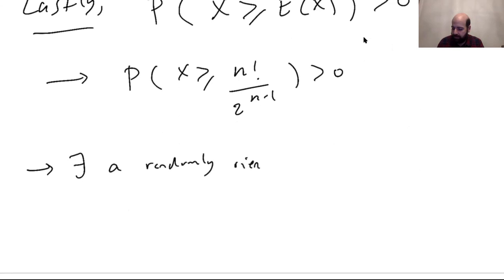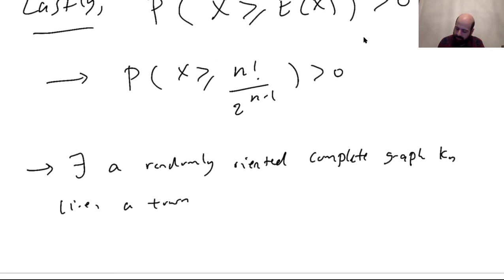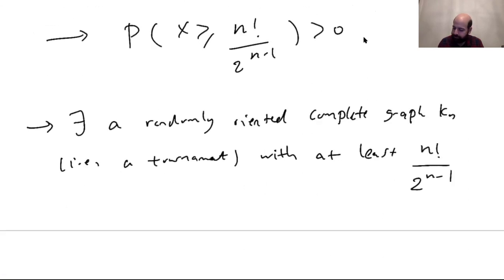So that means there exists a randomly oriented complete graph Kn, again, i.e. a tournament, with at least n factorial over 2 to the power n minus 1 Hamiltonian paths.